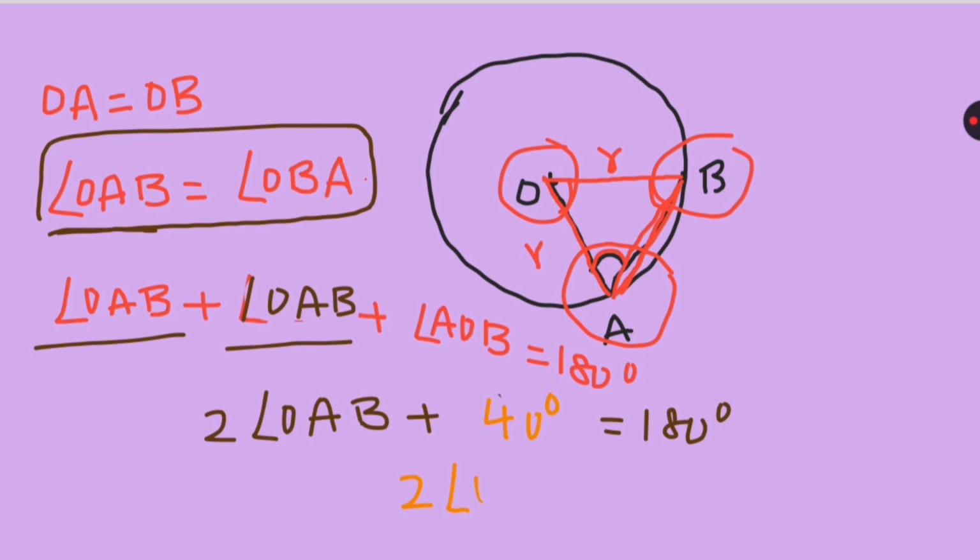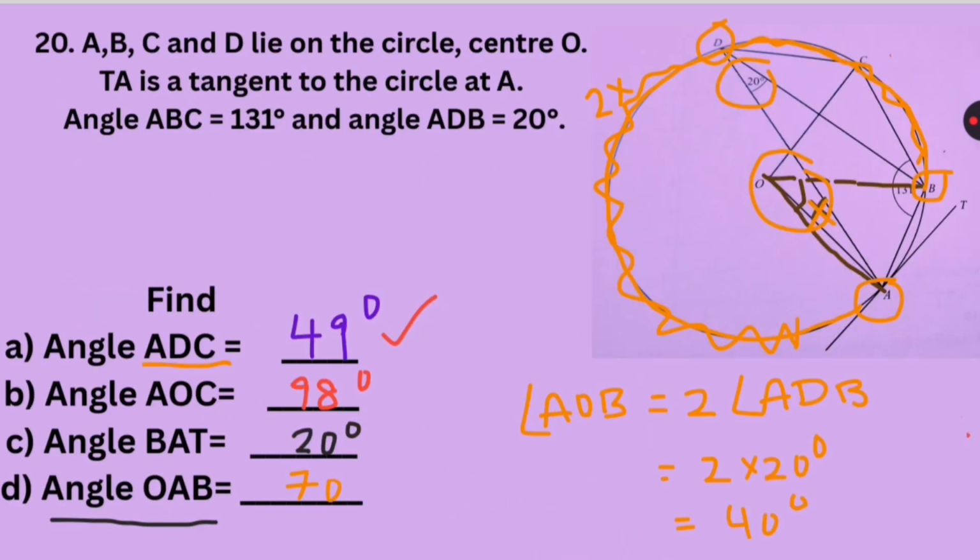So 2 times angle OAB is equal to 180 minus 40 degrees, which gives 140 degrees. After dividing by 2 on both sides, we get angle OAB is equal to 70 degrees. So this one is 70 degrees. That's it. Let's go to the next question.